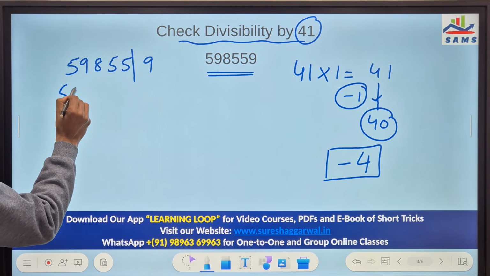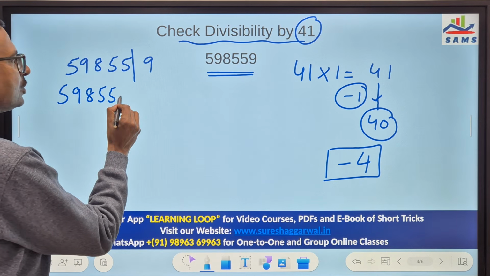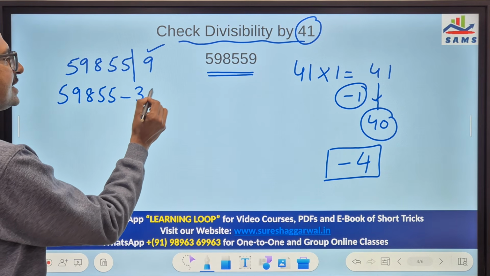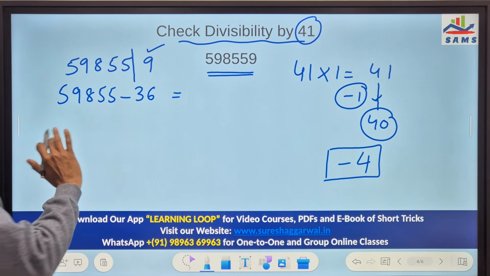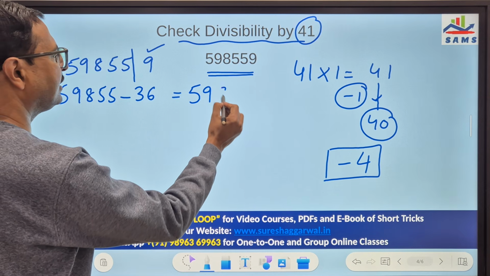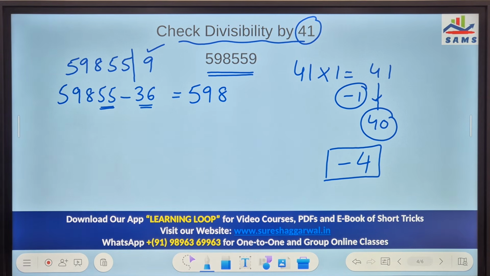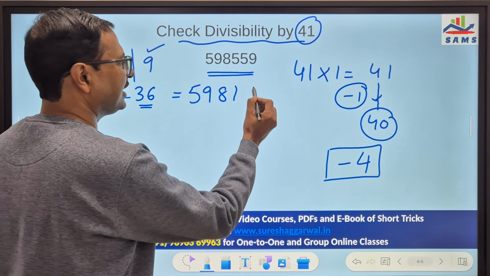Now 5, 9, 8, 5, 5, minus 4. So minus 4 times 9, 36. This will give me the first difference. And how much is that? 5, 9, 8 remains as such. 55 minus 36 is 19. So we get a 19.